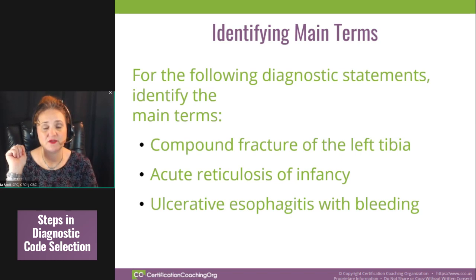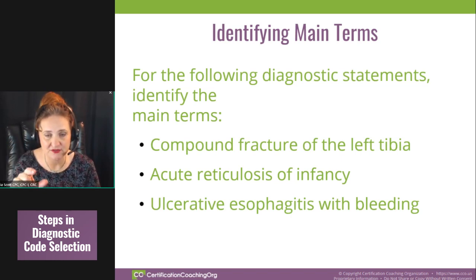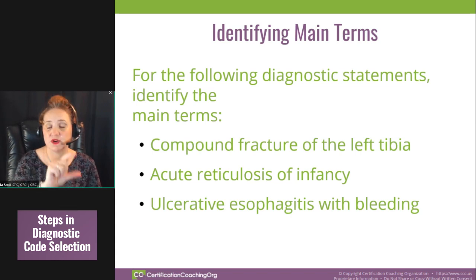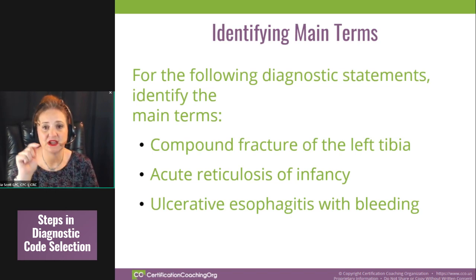So what does the person have? Do they have a compound? Do they have a tibia? No, they have a fracture. That's what's wrong with the patient. So we're going to go look up fracture. Now, what's the next word we're going to look up? Well, what bone is fractured? It's the tibia. Now, we don't care if it's left or right yet.